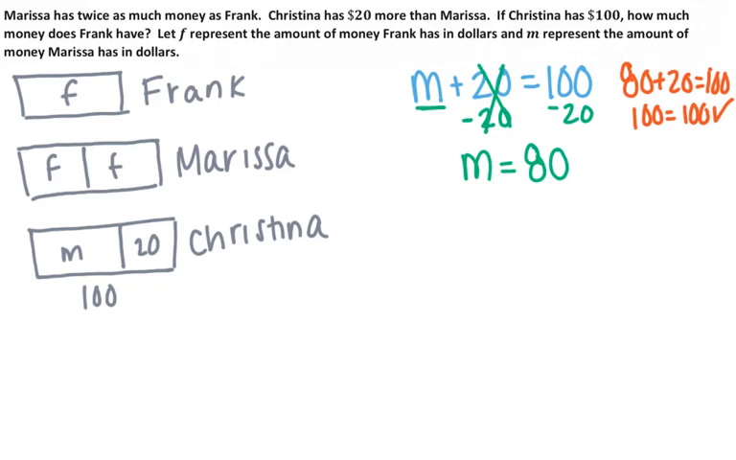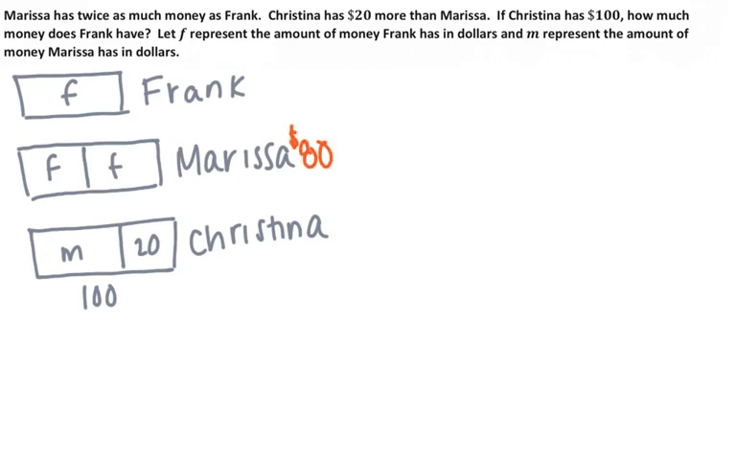Now that we know Marissa has $80, how can we use this information to find out how much money Frank has? We can write an equation to represent Marissa's tape diagram since we know the length is 80. So our equation is going to be 2F is equal to 80. Okay, and we still want to get F by itself.